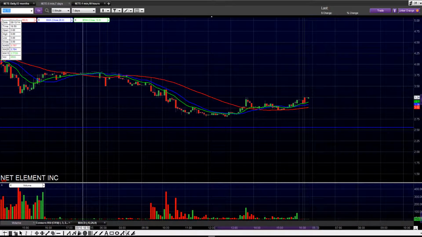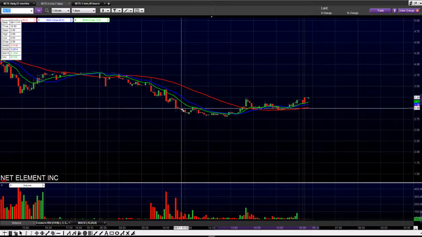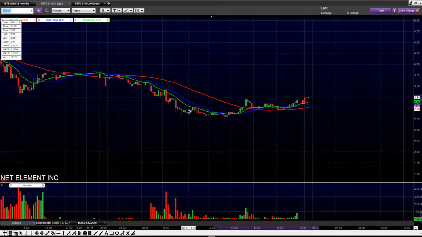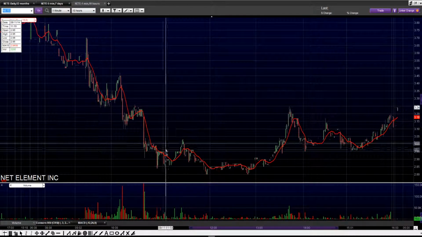The final trade I took today was around 293. This is the 5 minute chart. It's really not helping me much here. You can't see too much of what's going on. So this was right off the 1 minute chart.